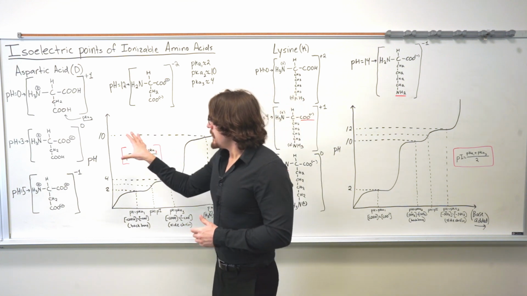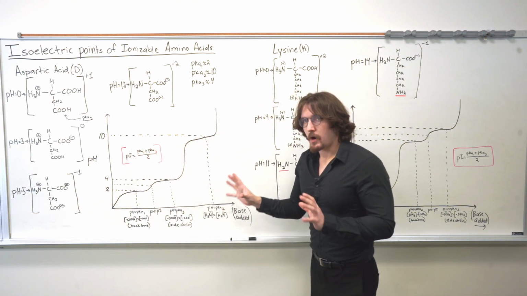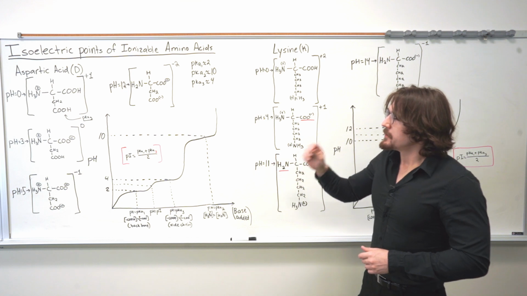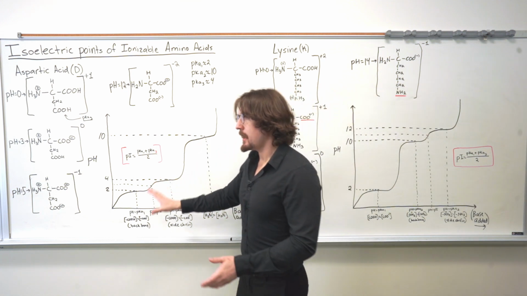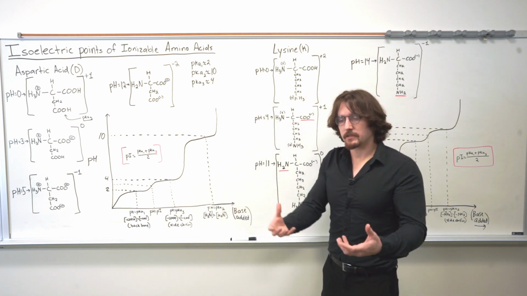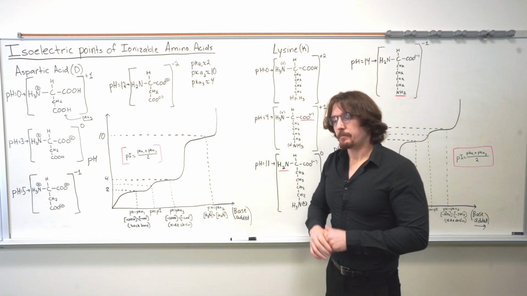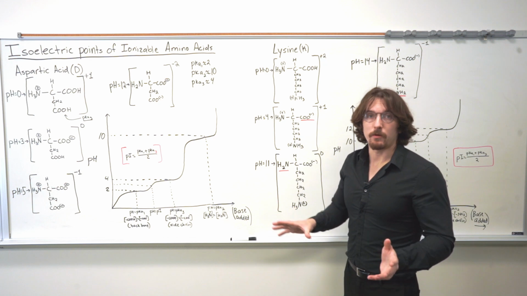Really the best way to approach problems like this is to set the pH to 0. Imagine you're doing a titration, you have the amino acid in an aqueous solution, and the pH of that solution is very low, it's 0.